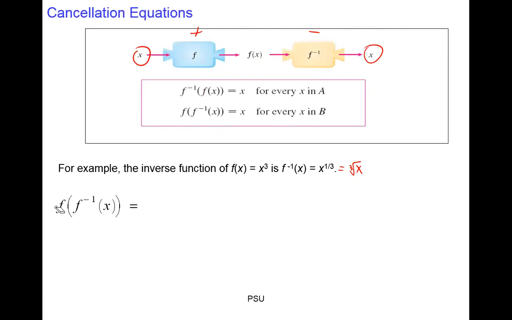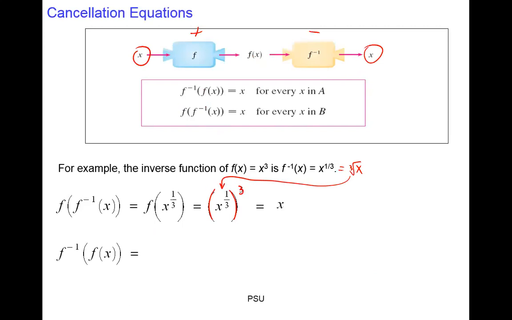This means I take the first function, which is x cubed, and inside x cubed, instead of x, I put the cube root of x. The cube root of x we can write in power form as x to the power of 1/3. Then 1/3 and 3 cancel out, and we get x.